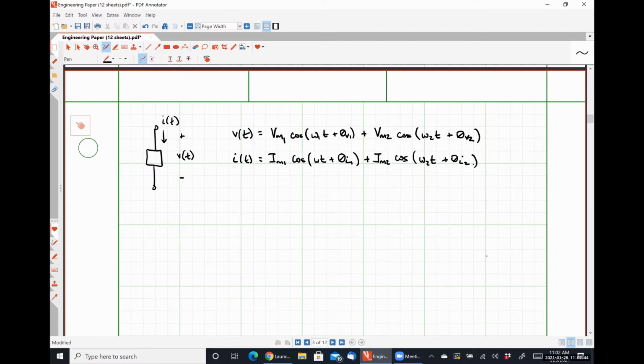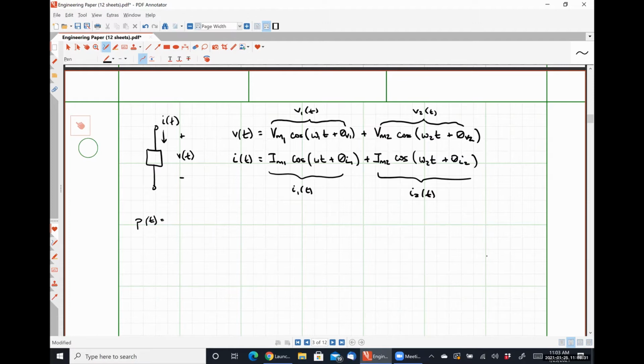So the instantaneous power absorbed by this impedance, resistor, capacitor, whatever you want to call it, is simply the product of these voltages and currents. And so I'm going to call this guy V1, this guy V2, similarly, this guy I1, and this guy here, I2.